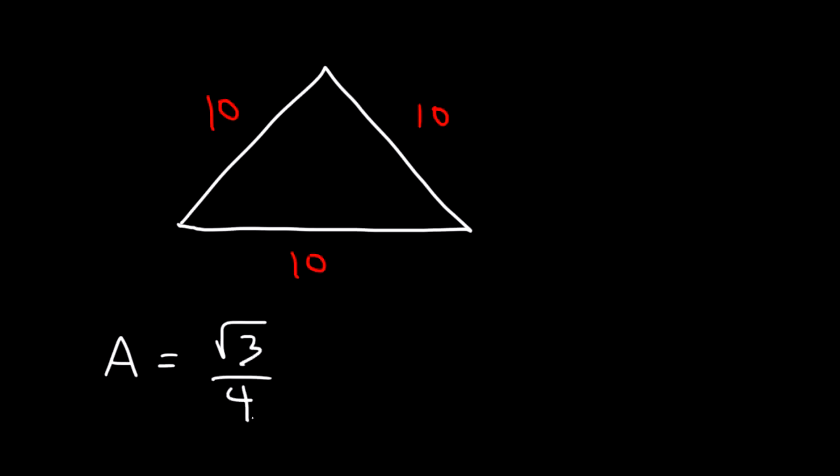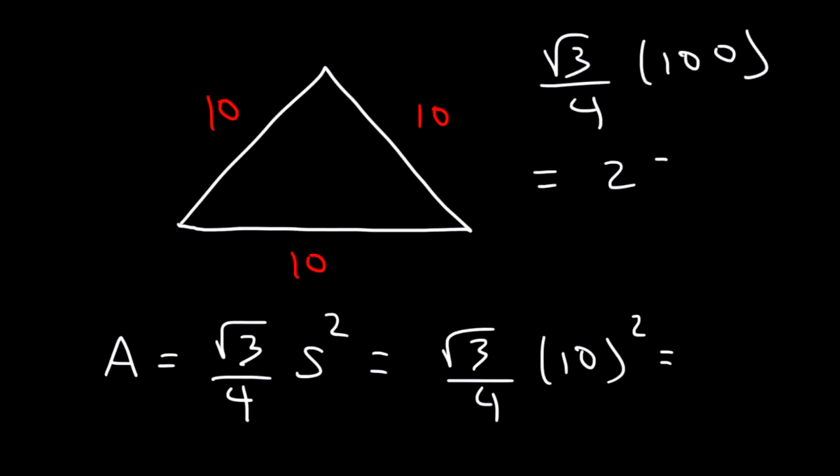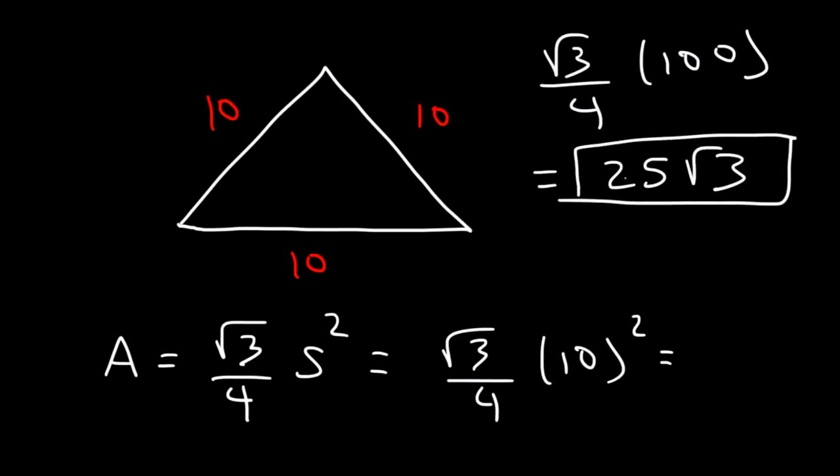Now, what if we have an equilateral triangle? Let's say all sides are 10. What is the area of this triangle? For an equilateral triangle, the equation that you need is the square root of 3 over 4 times s squared. So it's root 3 over 4 times 10 squared. 10 squared is 100, and 100 divided by 4 is 25. So it's 25 root 3. That's how you could find the area of an equilateral triangle.